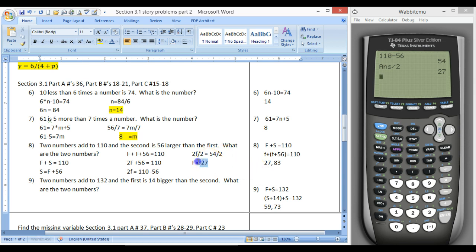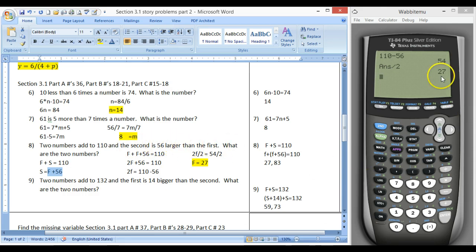Now, a lot of you will get kind of stuck right here, saying that I'm done. However, the question was, what are both of the numbers? What are the two numbers? I only found one of them. The first is 27. I need to figure out the second. But I know an equation from the very start that I translated telling me how to find the second. The second is 56 larger than the first.